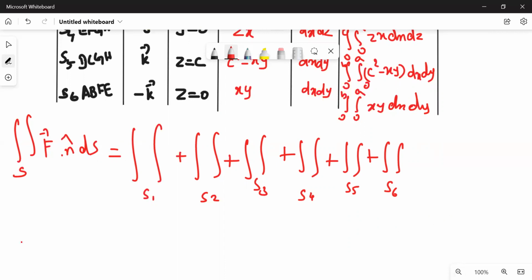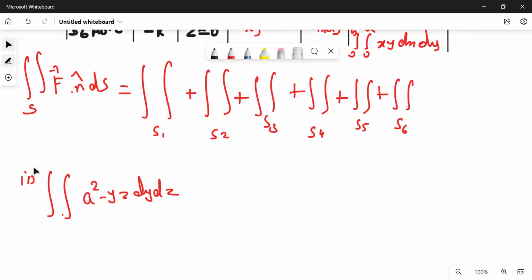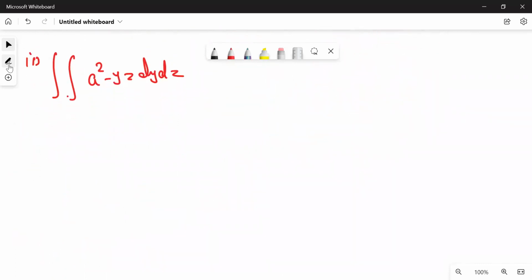So for the first surface, S1, double integral a square minus yz dy dz. The limit 0 to limit of y and z. Now already we have got this, just integrating and substituting the limit. So the limits for y is 0 to b, 0 to c. So I'll do S1, S2, S3, S4, S5, S6 are similar. Integration is similar. So this is a square integral 0 to c as such.